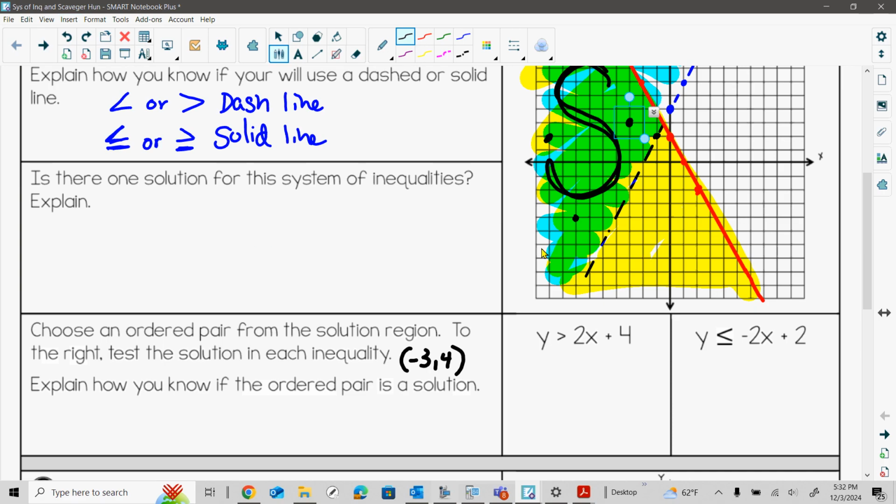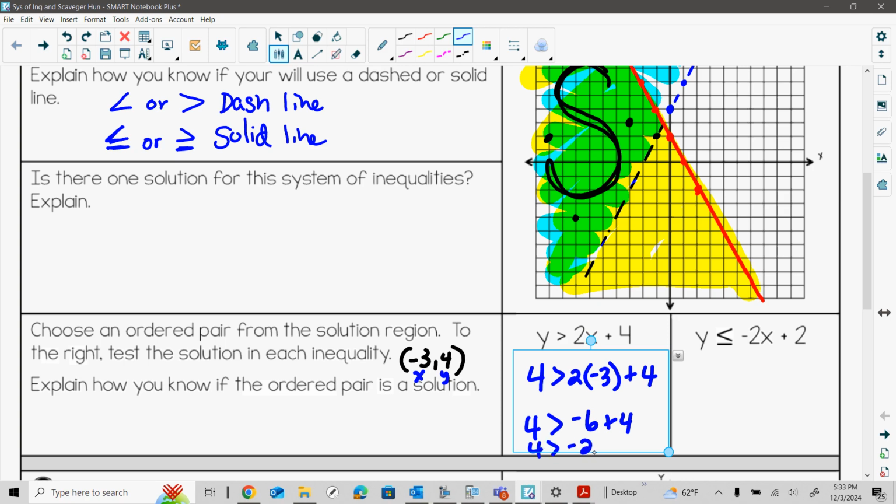Okay, since I'm going to pick that point, remember, our point is an ordered pair. It represents the x coordinate and the y coordinate. So what we're going to do is just substitute these numbers into the inequality and determine if it's true or false. If I substitute, this would be 4 for the y is greater than 2 times the negative 3, that's our x, plus 4. When I work this out, it's 4 greater than a negative 6 plus 4, which is 4 greater than a negative 2, and that is true.